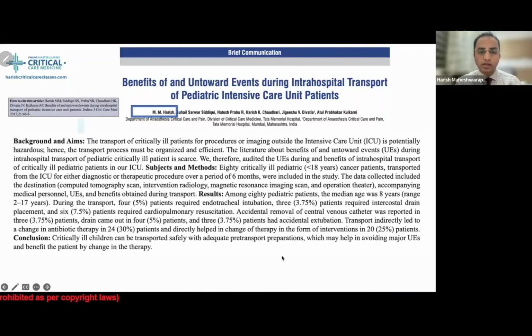This is one more subsequent study. We did it in pediatric intensive care patients, looking at benefits of and untoward events during intra-hospital transport. Again, critically ill children can be transported safely with adequate pre-transport preparation. I am again stressing here that pre-transport preparation is very, very important, which may help in avoiding major untoward events and benefit the patient by change in therapy. Because when we consider transporting, as I told, it is for some therapeutic or diagnostic betterment. So it helps in overall outcome, but we need proper preparation.